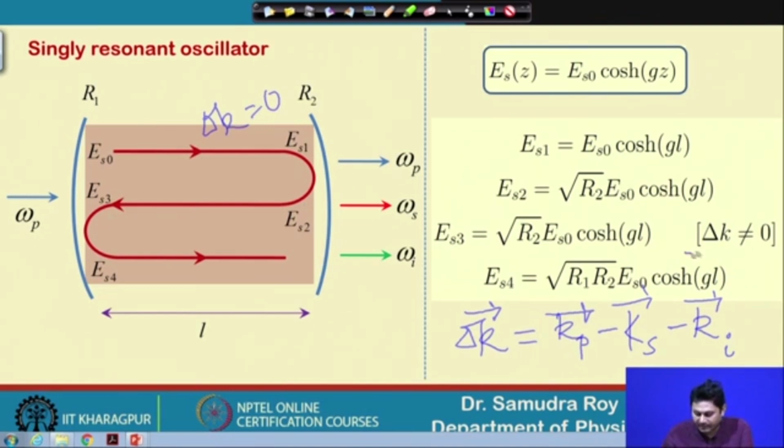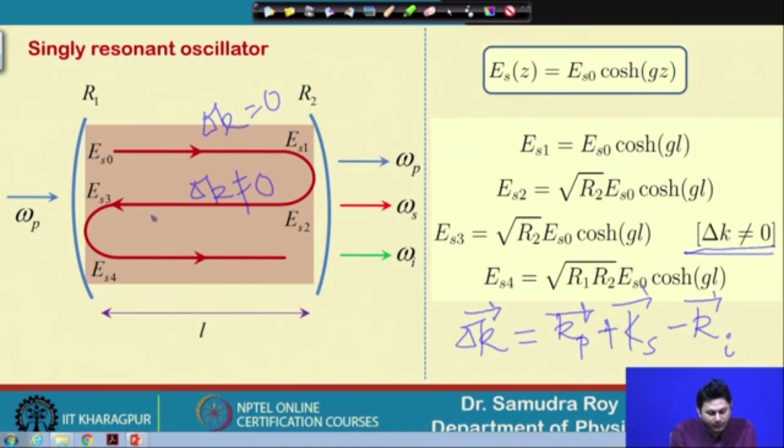for this path from here to here, the field is moving in the opposite direction. So, as shown here as a note, delta k is not equal to 0, because the field is moving in the opposite direction. For this expression I need to put a plus sign here, because it is moving in the opposite direction. As soon as I put a plus sign here, we should not write delta k equal to 0, rather delta k is not equal to 0.